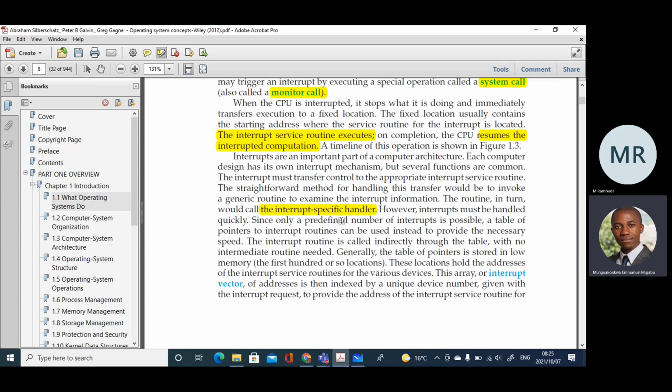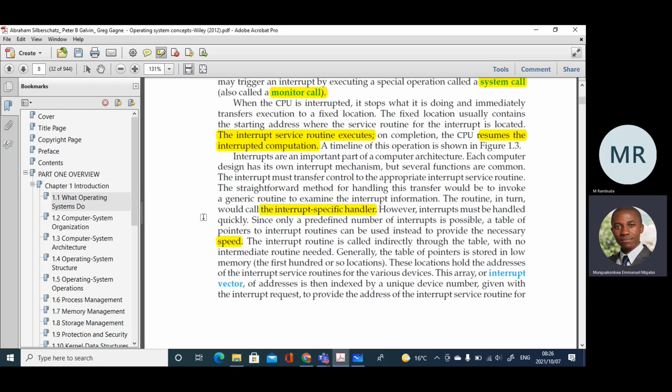Okay. And since only a predefined number of interrupts is possible, a table of pointers to interrupt routines can be used instead to provide the necessary speed. And when you speak about a table, that means there are allocated addresses, exactly like with the 8051. You had 0 for external interrupt 0, you had 4 for serial communication, you had 1 for timer 0, you had 2 for external interrupt 1, you had 3 for timer 1, etc. Because on every system we have a well-known set of possible interrupts that can happen, to make the process easy, we do some sort of lookup table.